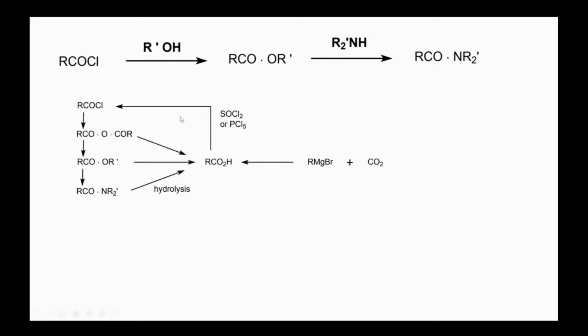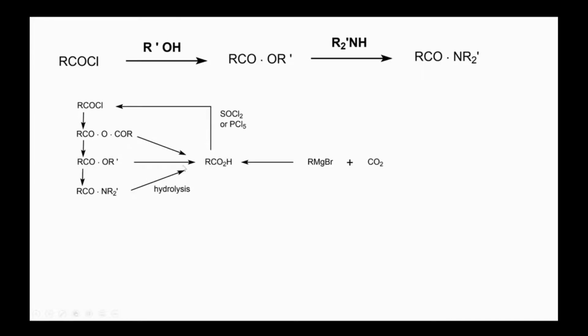Okay, this is a chart that shows you how you can interconvert functional groups. So if you react an acid chloride with alcohol, you generate an ester, and if you react this ester with amine, you generate an amide. Now you can convert this acid chloride into acid anhydride, esters, and then amides, and if you react a Grignard reagent with carbon dioxide, you can prepare carboxylic acid.